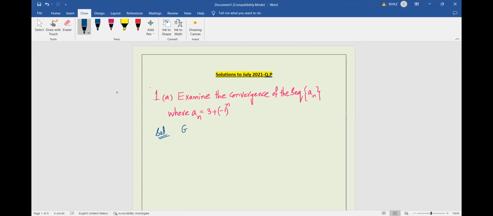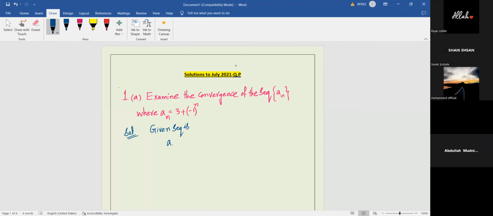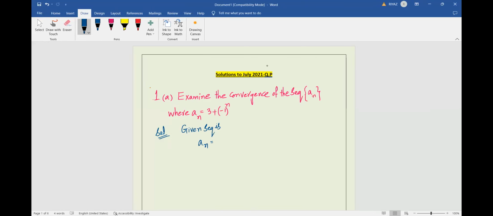We write step number 1: the given sequence is. Remember, it is not a series, it is a sequence. The given sequence is AN is equal to 3 plus minus 1 whole to the power of n.